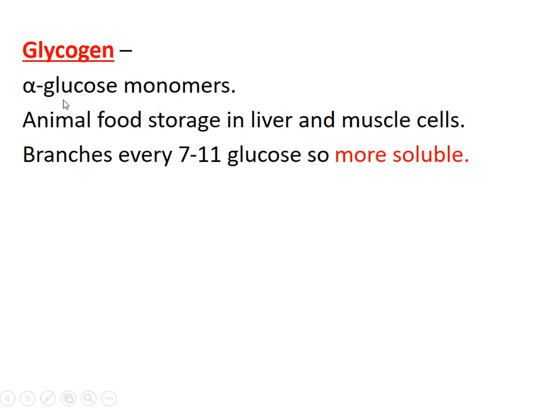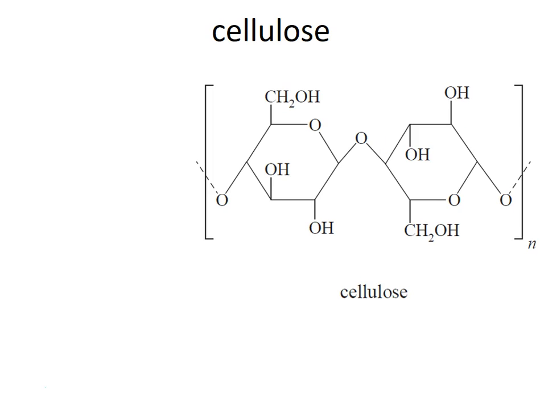In plants, starch is a storage for sugars, but in animals, there needs to be more branching, so it's more soluble. And the sugars are stored in your liver and in your muscle cells, where you need to break down the sugar for the energy. Alright, so cellulose.